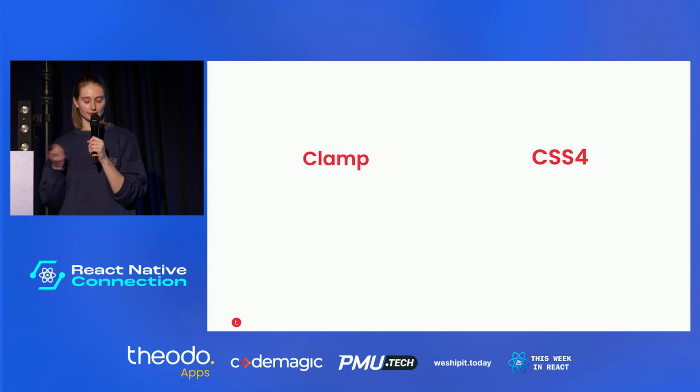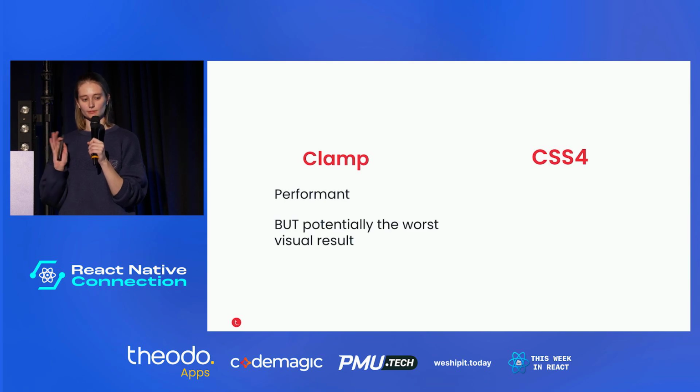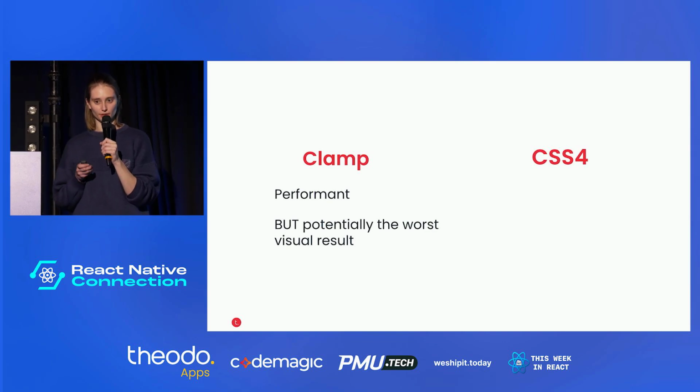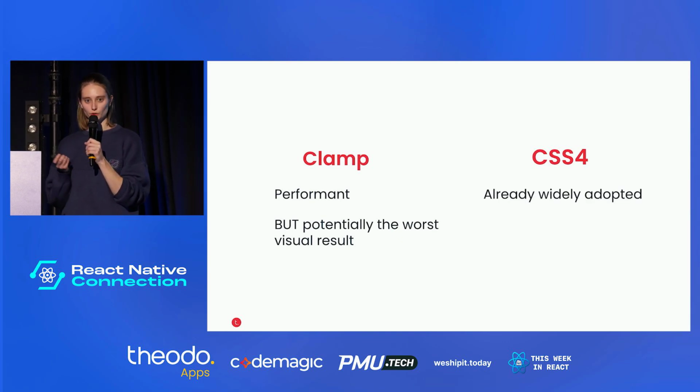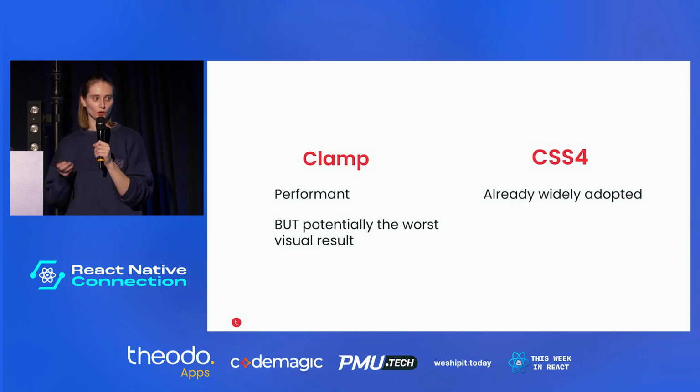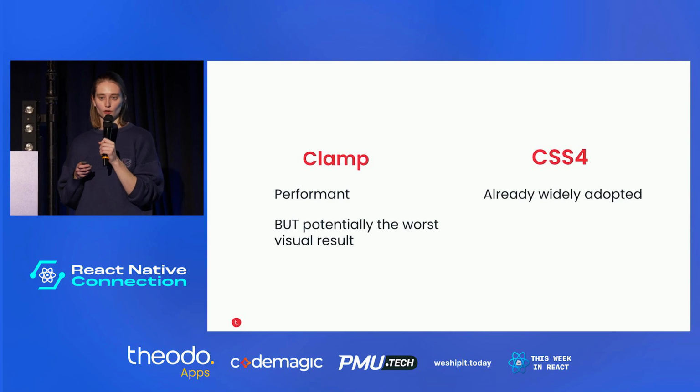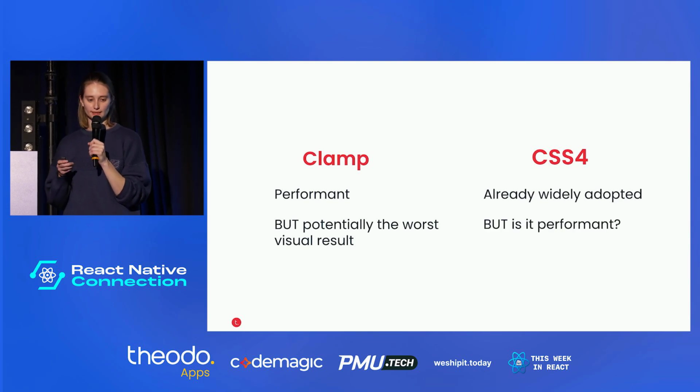CLAMP clamps its values, just as its name says. So basically, it will be really performant because everything will be done in one go. However, we've noticed that sometimes it can have the worst possible results, but again, it's just slight differences, so it's still acceptable. On the other hand, we have CSS4, and this algorithm is already widely adopted since it is the one used on the web, so we do know that it's working perfectly fine. The question we need to answer now is, is it performant enough? If it is, we don't need CLAMP anymore, and we can just focus on the CSS4 algorithm.